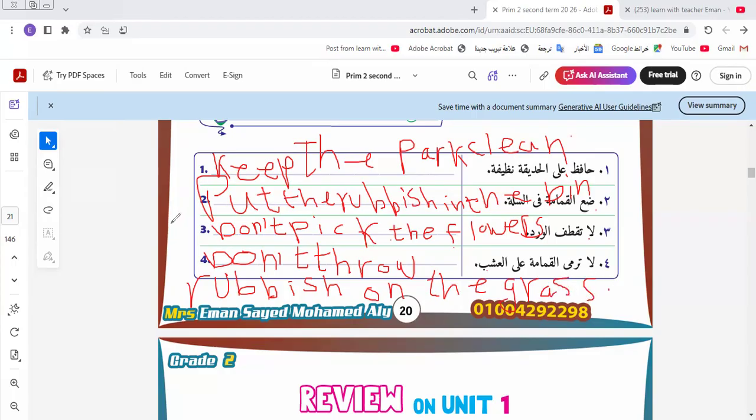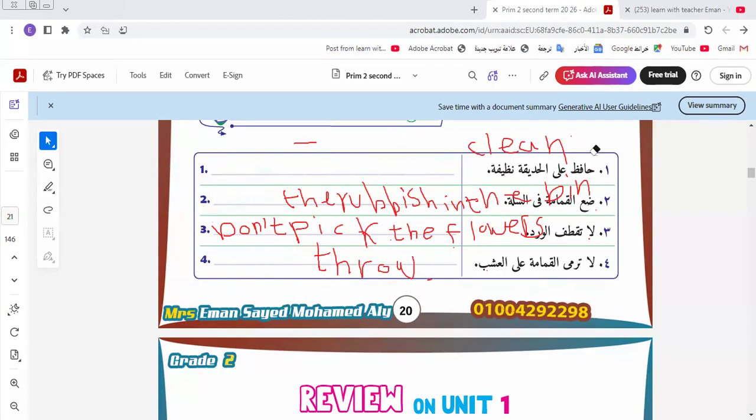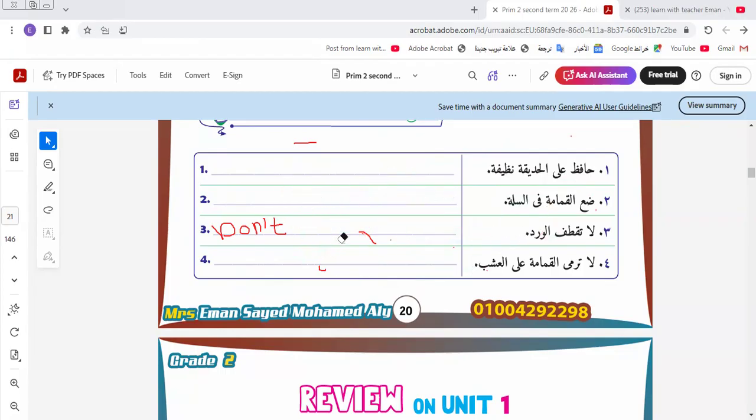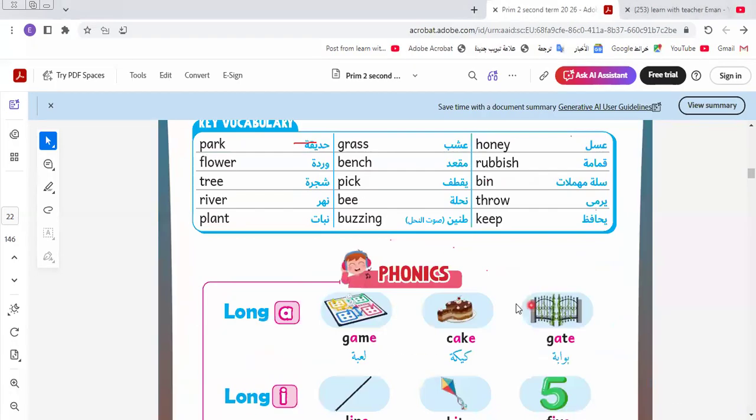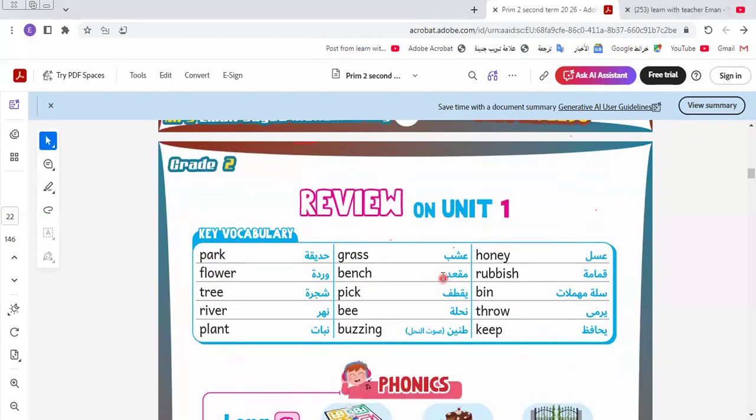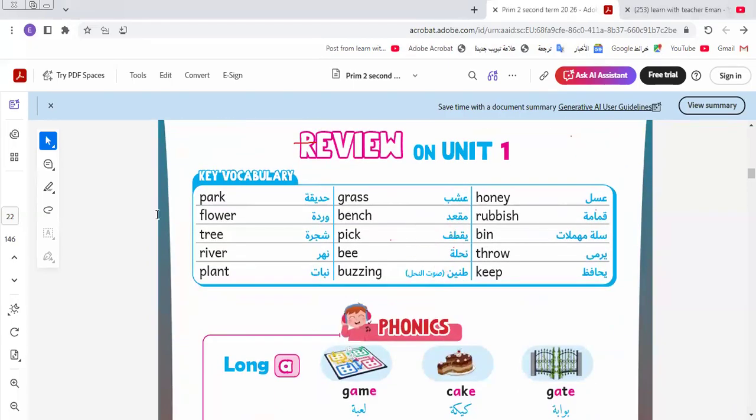Okay. Let's continue the rest of the exercise. Here we have the brief of the unit. Let's do it together. In this part, I give you a brief about what I told during the unit.